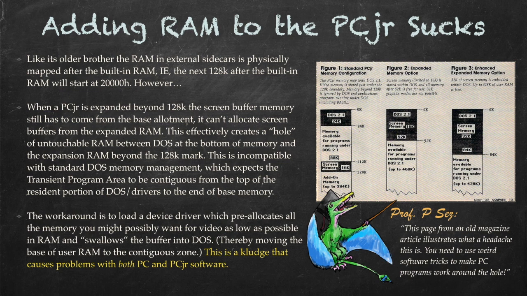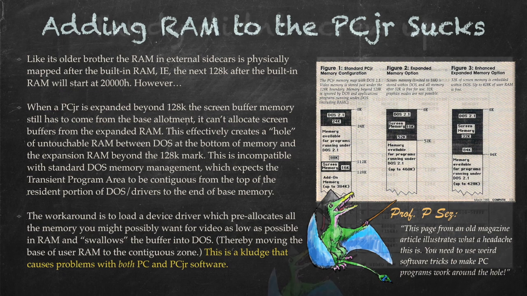creates incompatibilities with existing PC Jr. software, because unless you dedicate the entire bottom 128K to being set aside for screen buffers, when it tries to create a screen buffer, it might not be where it expects it to be. So it was not an ideal solution. So what did Tandy do?